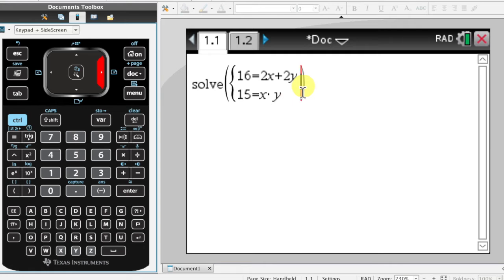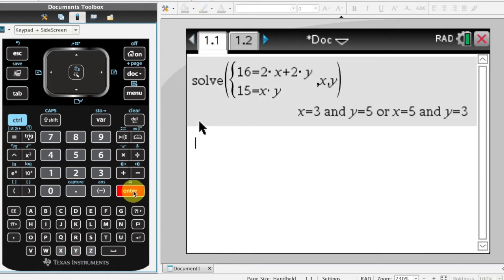I now move the cursor to the outside of those equations and I go comma x, comma y, so that we realise that we're solving for x and y. And I end up with x equaling 3 and y equaling 5, or alternately x equaling 5 and y equaling 3. So you can see either way dimensions 3 by 5 metres.